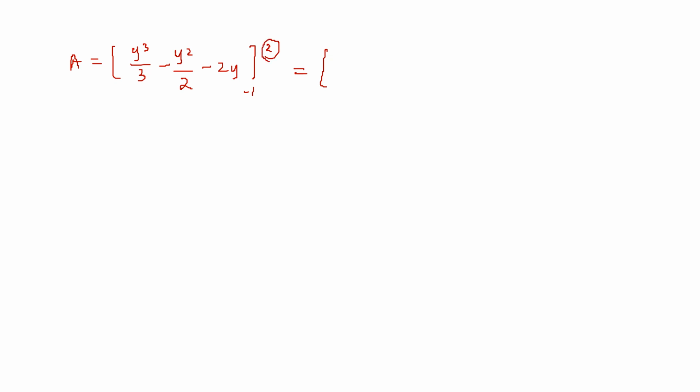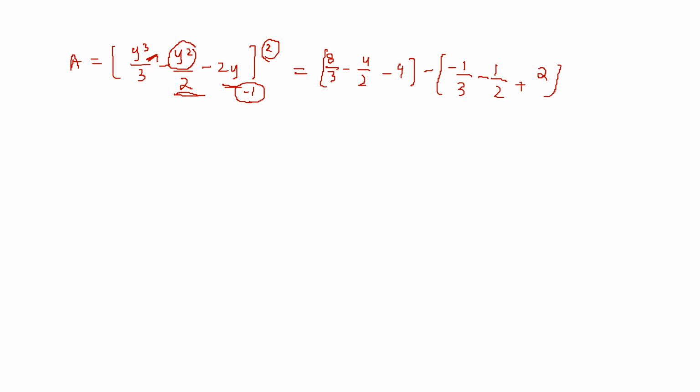Putting the upper limit in this term gives me 2 cube divided by 3, and 2 cube is 8. So I have 8 divided by 3. In the second term, y square is involved, so 2 square is 4, 4 divided by 2, minus 2 into y, that is 2 into 2 gives me 4. Minus the lower limit, which is minus 1. And cube of minus 1 is minus 1, so first term is minus 1 by 3. The second one, y square, and square of minus 1 is 1. So this gives me 1 by 2. Minus 2 into minus 1 gives me plus 2.